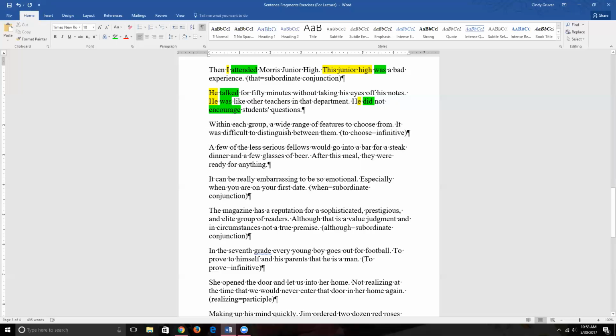Within each group, a wide range of features to choose from. No, that's not a sentence. Let's see if the next one is a sentence. It was difficult to distinguish between them. Well, it sounds like the subject, and difficult is the verb. It was difficult to choose between them.